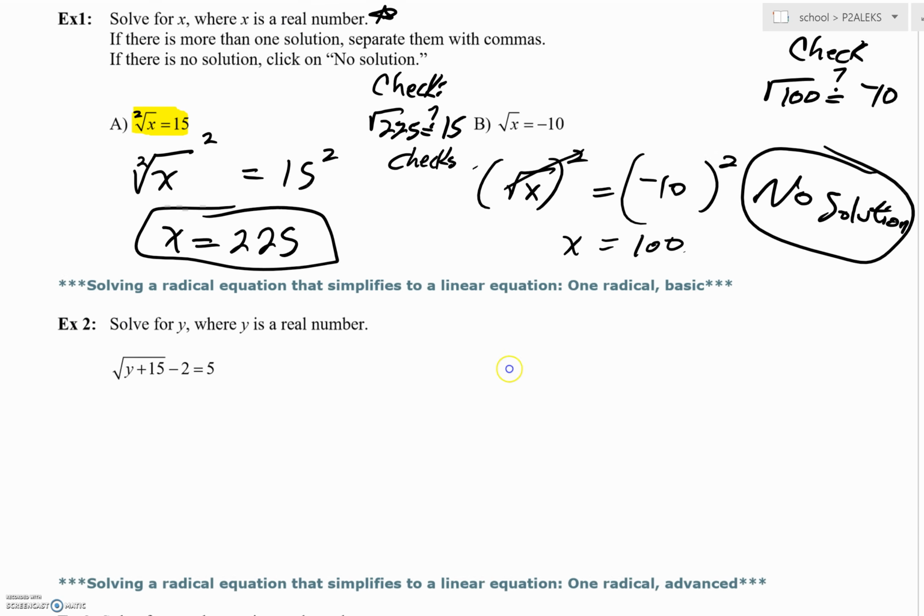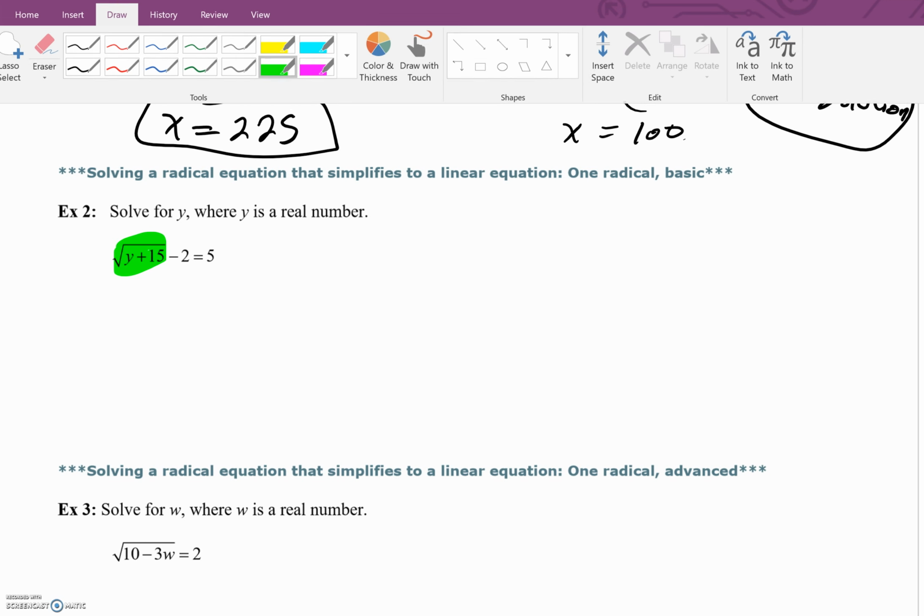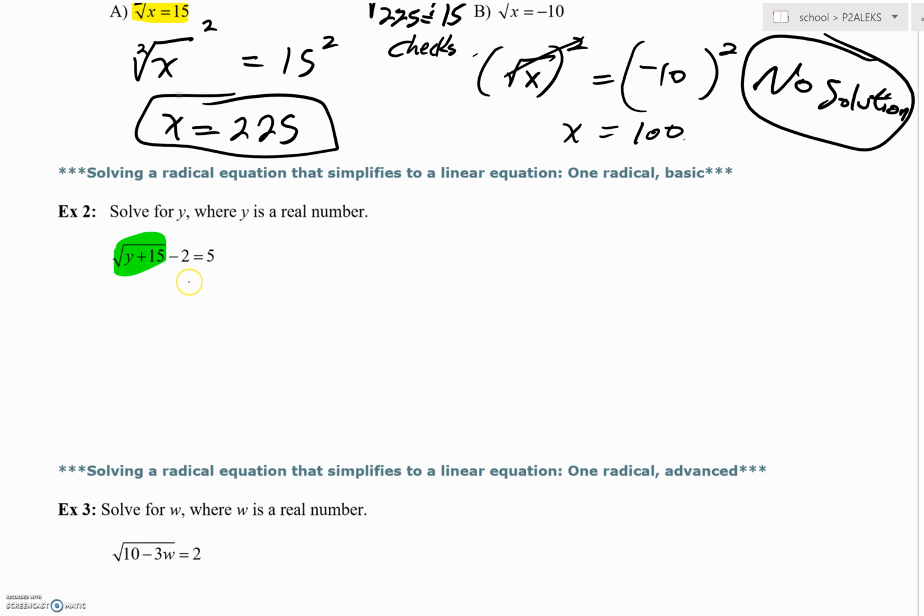Okay? Take a look at number 2. Solve a radical equation. Solve for y. What you want to do is always get your radical alone. It's not alone. It's not by itself. So how do we get it there? What should we do first?